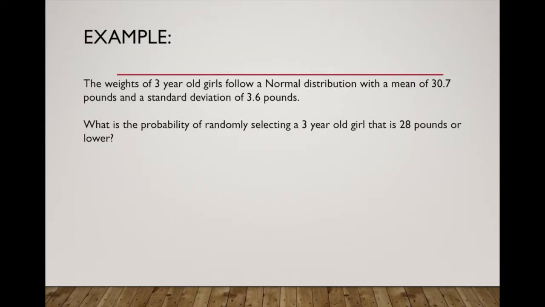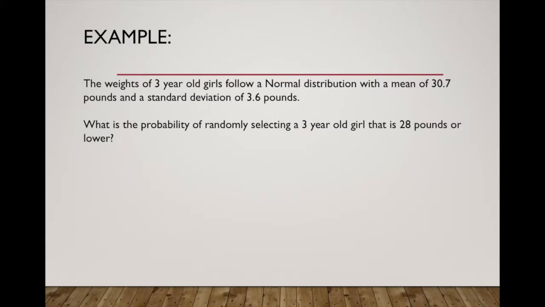So here's an example of a continuous random variable. In many cases, we may look at these as normal distributions. In this problem, the weight of 3-year-old girls follows a normal distribution with a mean of 30.7 pounds and a standard deviation of 3.6 pounds. What's the probability of randomly selecting a 3-year-old girl that is 28 pounds or lower? We would treat this like any other normal distribution problem that we have done in the previous chapter.